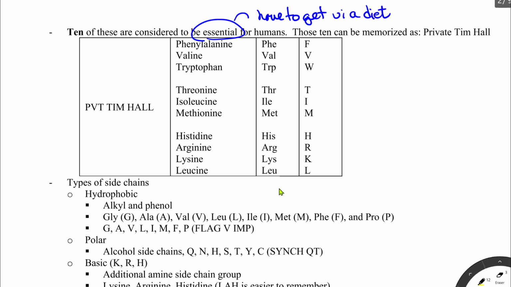And you know how people are. If they want to remember stuff, they try to rearrange them so it makes sense. What they've done with these is they've organized them like this: Private Tim Hall. Unfortunately, this is the one-letter abbreviations, so it's kind of a mess. But each represents the first letter of the name of the amino acid. So P is phenylalanine, valine, tryptophan, threonine, isoleucine, methionine. That all spells PVT, Tim Hall.